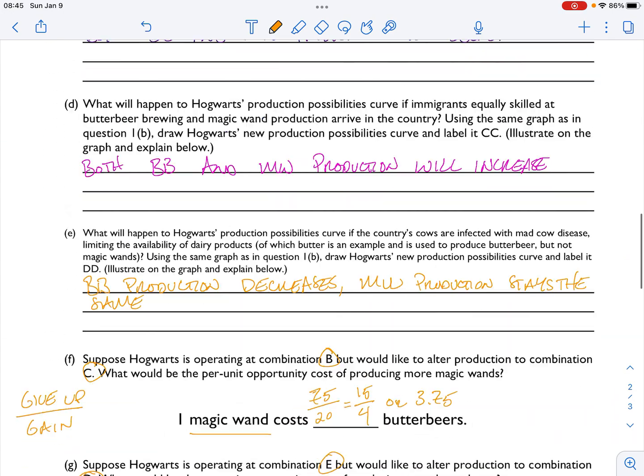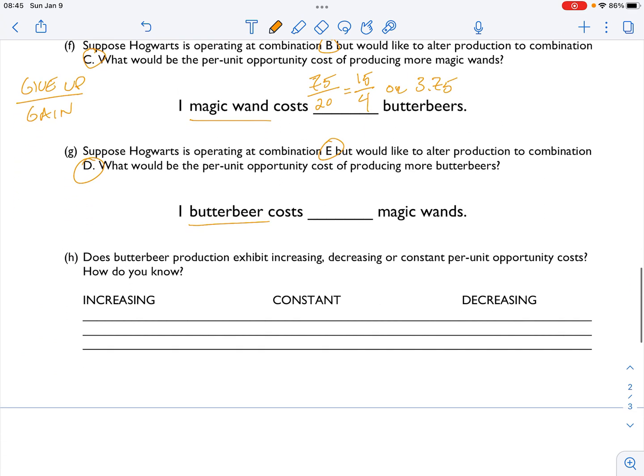That means that our formula, what we give up over what we gain, is going to be 5 magic wands over the 75 butterbeers we're gaining. This reduces to 1 over 15. So every time Hogwarts produces a butterbeer, they have to give up 1/15 of a magical wand. If you want to run that through a calculator, it comes out to something like 0.06 of a magic wand. I would say that's unnecessary in this particular instance, but if you like the calculator work, knock yourself out.